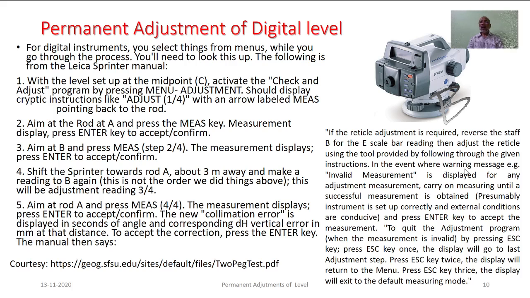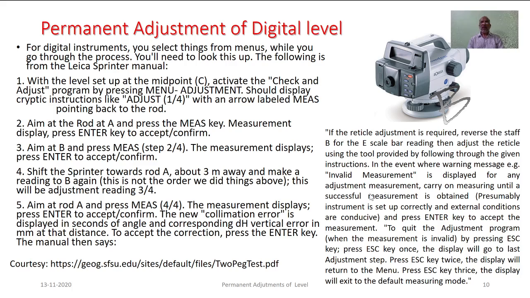In the event that a warning message, for example invalid measurement, is displayed for any adjustment measurement, carry on measuring until a successful measurement is obtained and press the enter key to accept that measurement. If we wish to quit the adjustment program, we can press the escape key once. The display will go to the last adjustment step. As we press the escape key twice, the display will return to the menu, and as we press it successively thrice, the display will come to the default measuring mode.